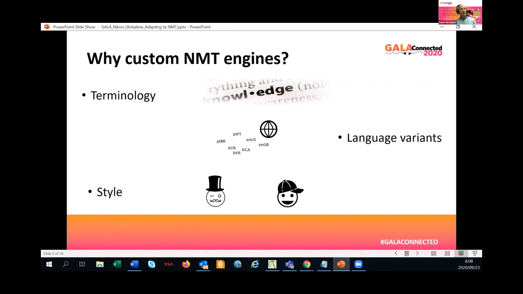And last but not least, there's the style. You might have different language usage in your documents. You might have formal speech in some documents, and in other documents, informal speech. Handling all these issues with one monolithic engine can be a challenge. And this is where custom engines might come into place. This is basically my last slide, and I would like to hand it over to Mitch, who will talk more about the details and the use case at Nikon. Thank you.